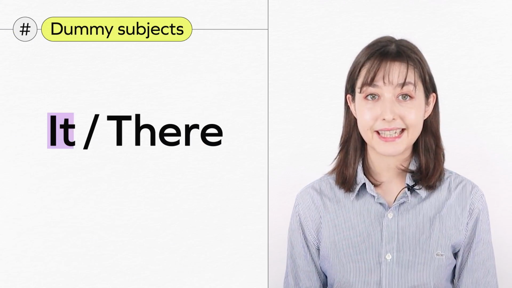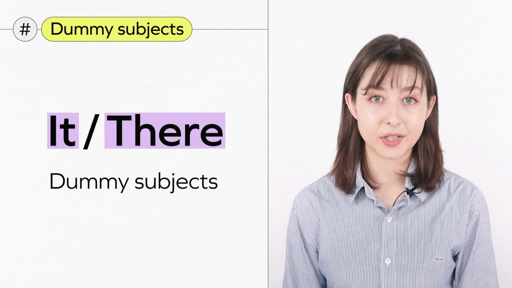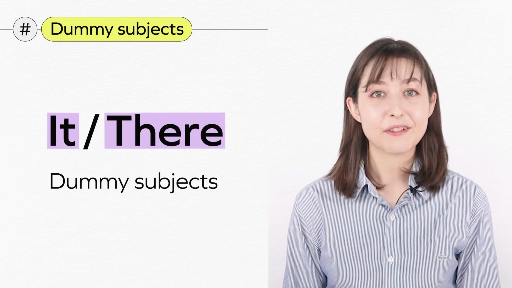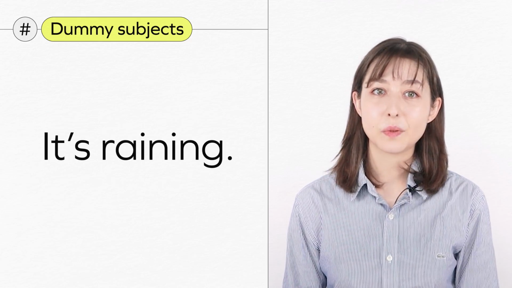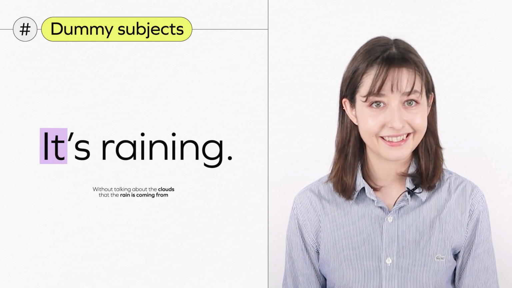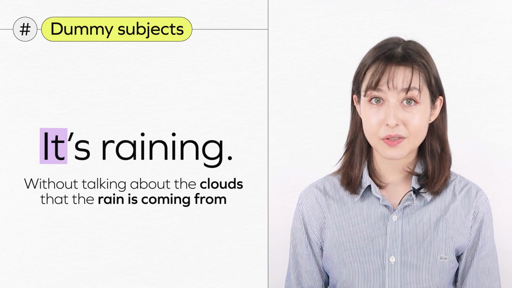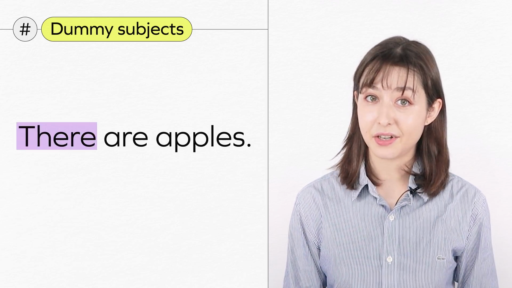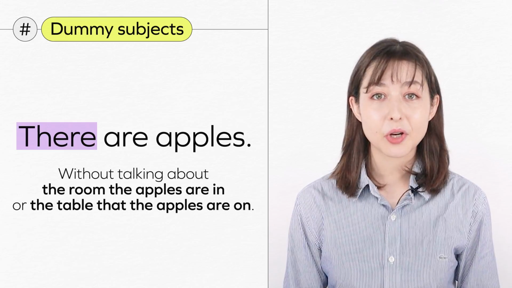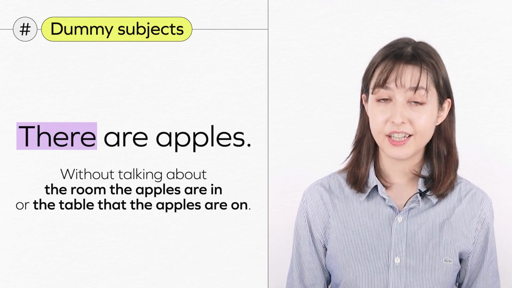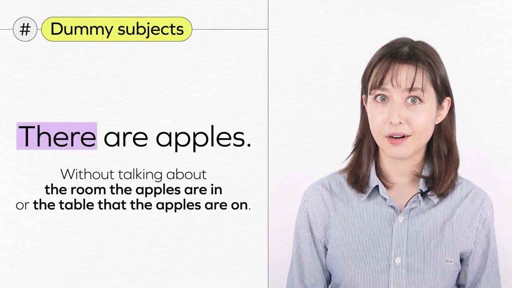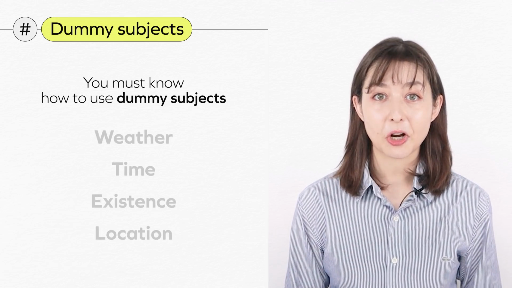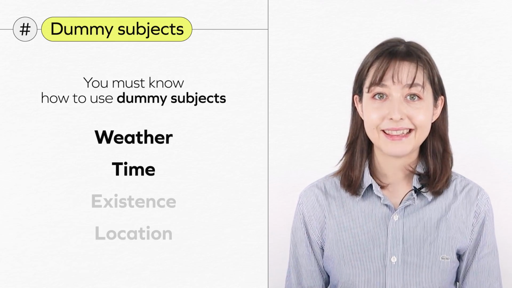The dummy subjects it and there are called dummy subjects because they are not the real subject. Dummy means fake. For instance, we say, it's raining, without talking about the clouds that the rain is coming from. We also say, there are apples, without talking about the room the apples are in or the table that the apples are on. You must know how to use dummy subjects to talk about the weather, time, and the existence or location of something.